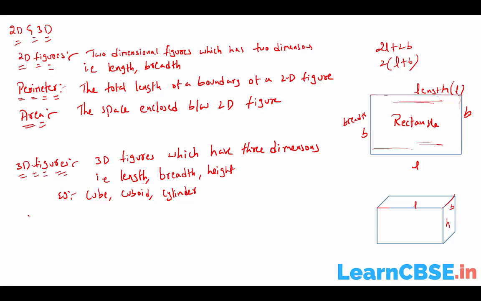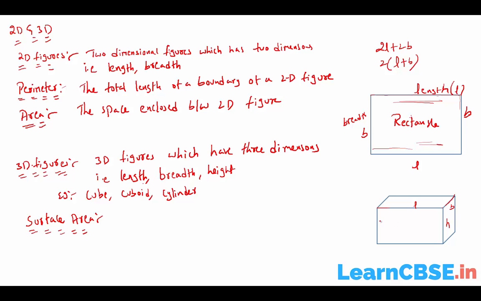Now, in three dimensions we don't have the perimeter, because that is the total length of the boundary. Generally we have areas here, so we call it surface area. Here we come to the topic name, surface area and volume.